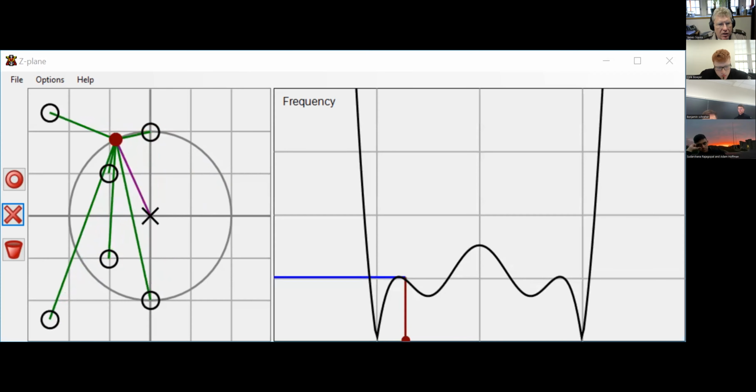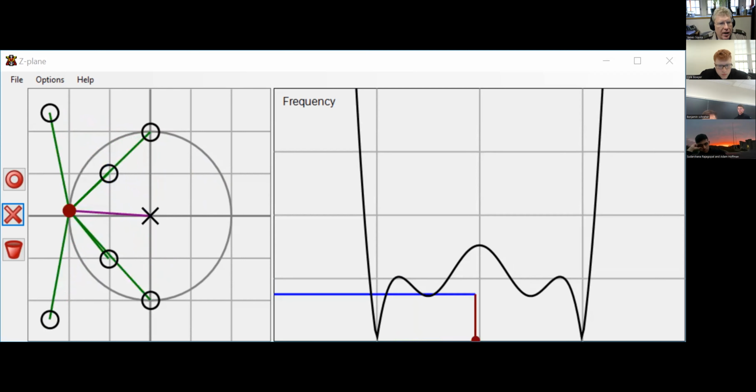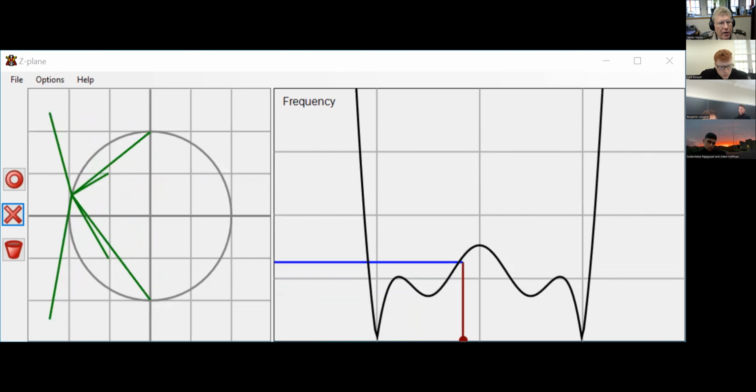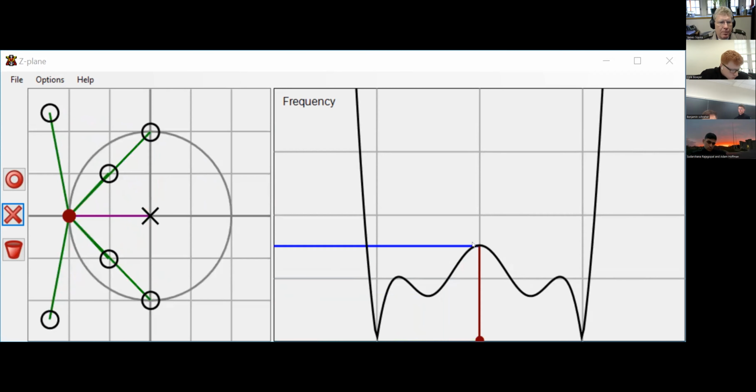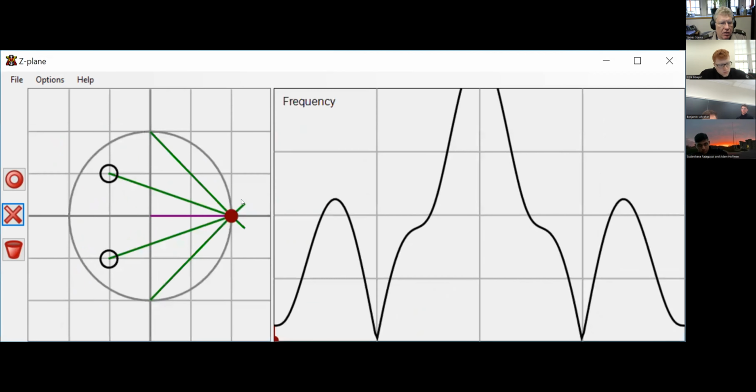It goes down a bit as we get close to this zero. Then as we get away from all those zeros, it goes back up a little bit, but not as high as it was at low frequencies when we're away from all of them. If we wanted to move one of these zeros close to a low frequency, we could.